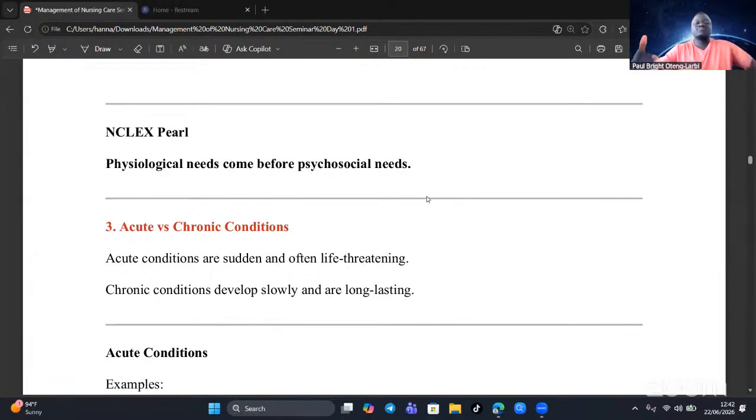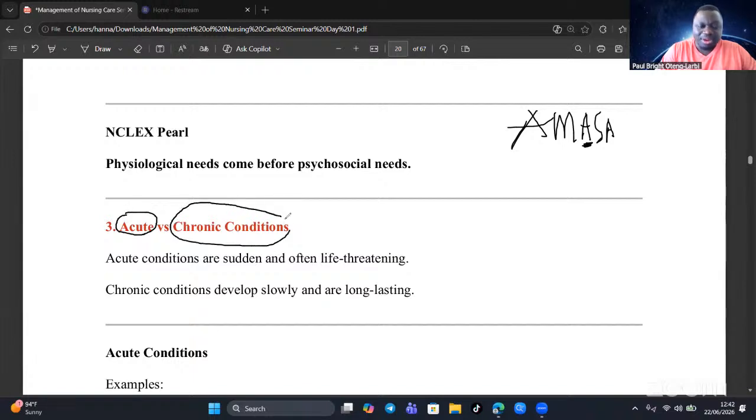Okay. Let's leave Maslow. Let's go to the next one. The third A in ABCs. A patient who is coming with either an acute problem or a chronic problem. This one we have seen over and over again. Acute over chronic, acute over chronic.